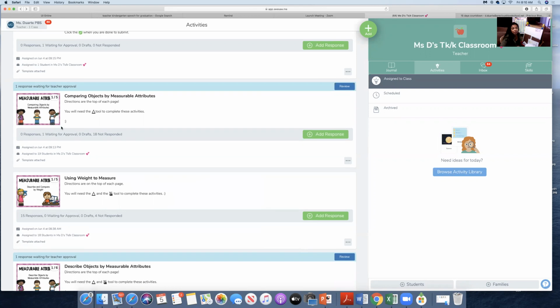So we're going to compare objects by measurable attributes as we have been doing on Seesaw. Today here's the screen for Seesaw, and I want you guys to follow along with the assignment that we're doing today. So I'm going to go ahead and show you how to get there.